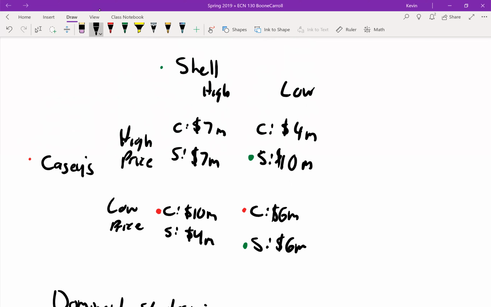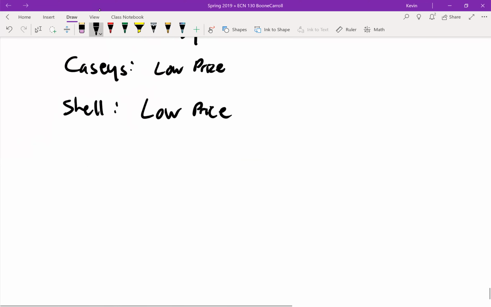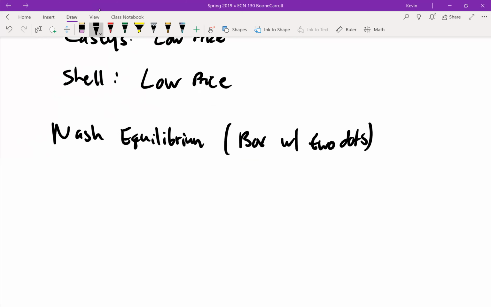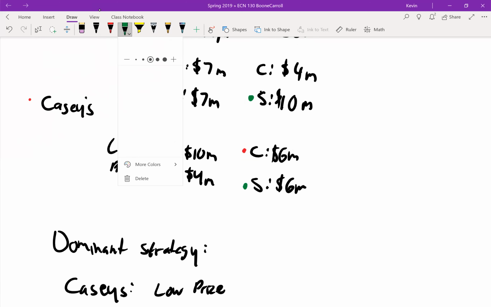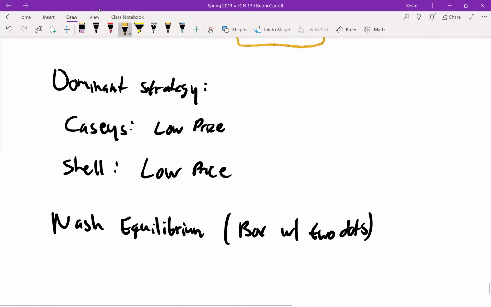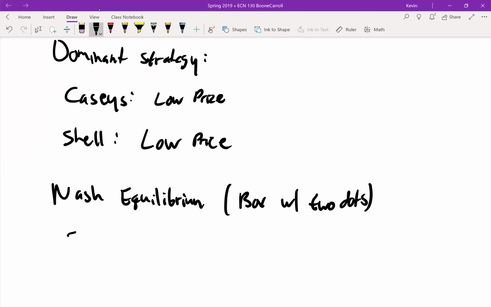So the next thing that comes up with this could be, what is our Nash equilibrium? There are a couple of ways we can think about it. The way I like to think about it is we're looking for a box or a situation with two dots. So in this case, our Nash equilibrium would be right down here where they're both charging a low price. So we might say Nash equilibrium is when both firms charge a low price.